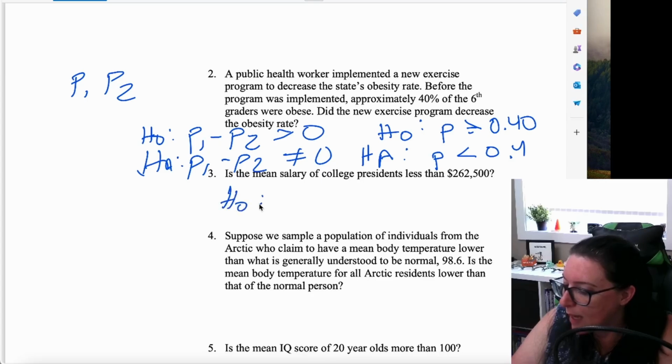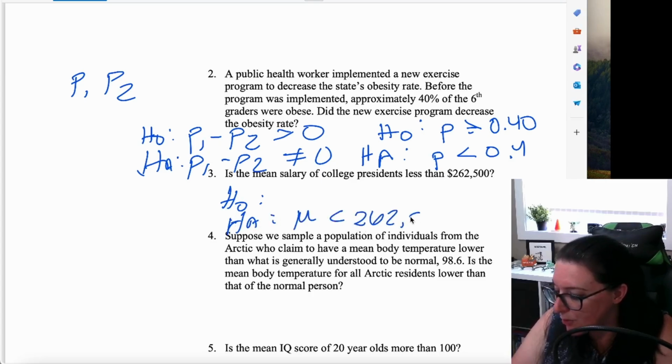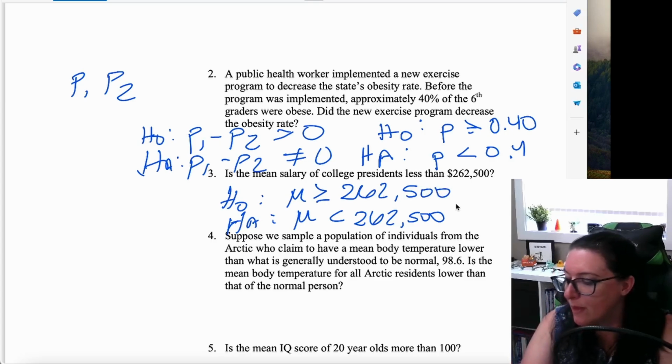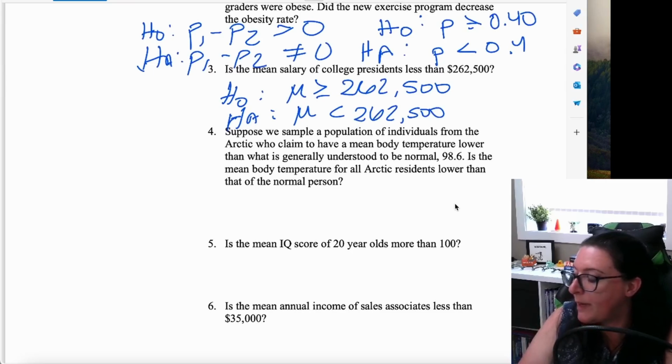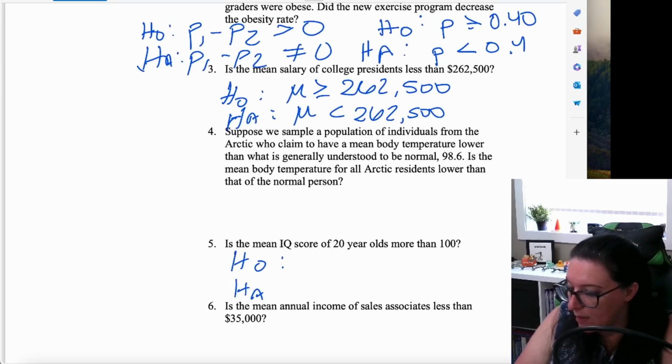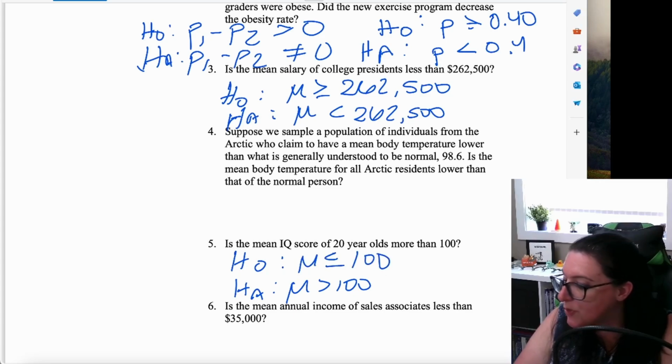Here is the mean salary of college presidents less than 262,500. Remember, the alternative is the one we care about, so mu less than 262,500 versus mu greater than or equal to 262,500. Okay. So there's more here to try. Is the mean IQ score of 20-year-olds more than 100? Then the null hypothesis must be less than or equal to 100.